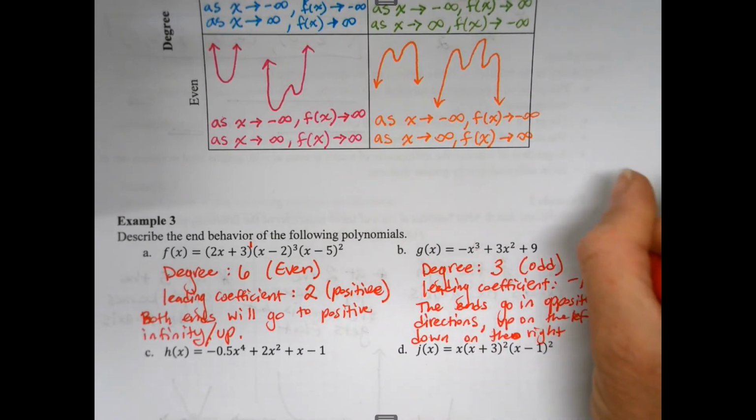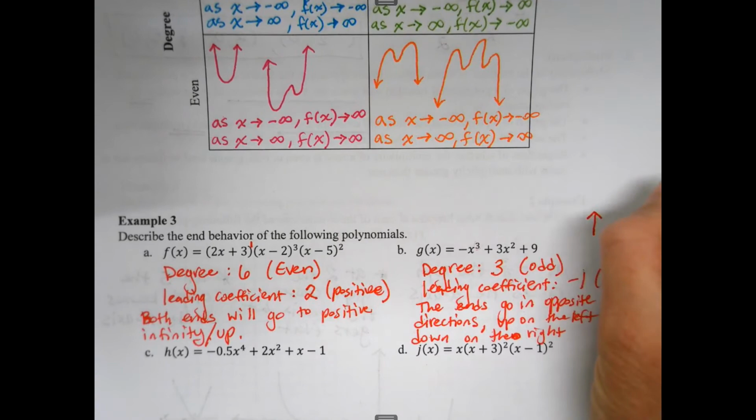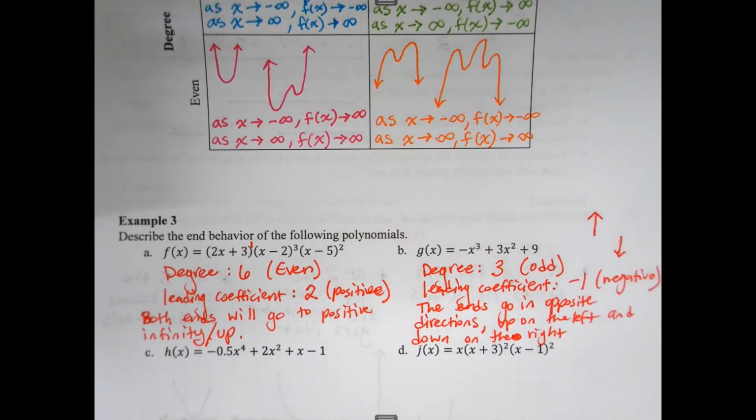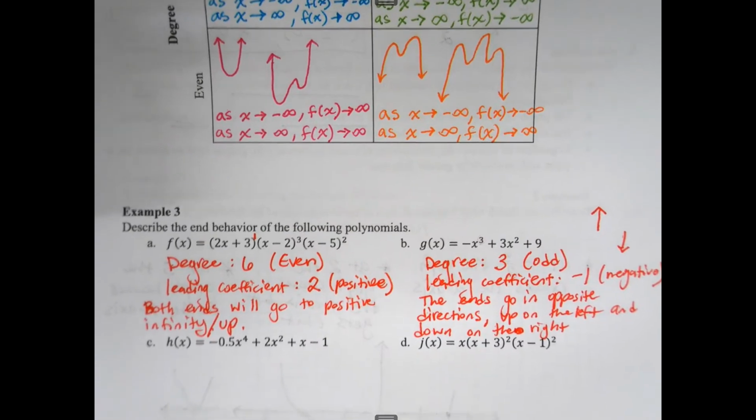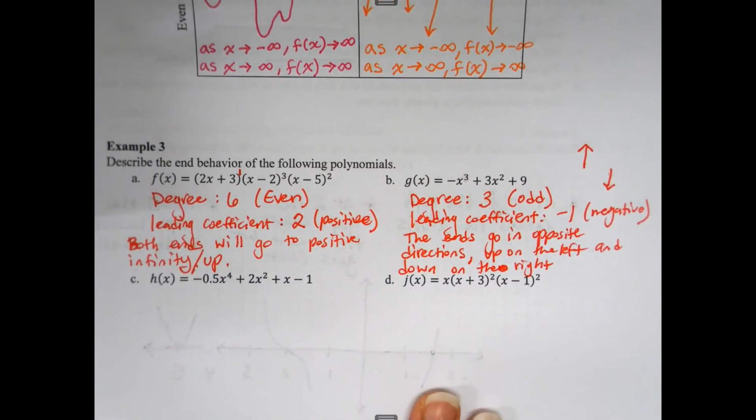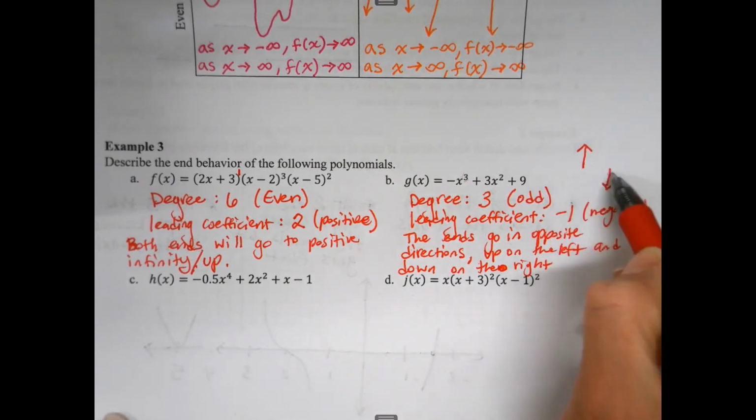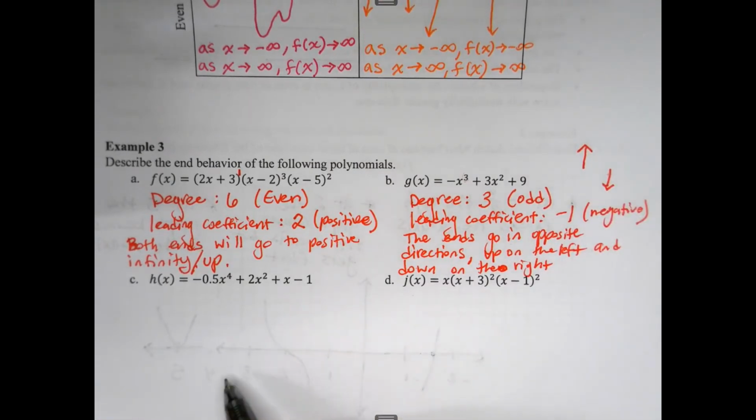So we know we'll be going up on this side and then down on that side, and something's going to happen in between there. Not really sure exactly what will happen in between, but we know that we're up in this direction and down in that direction.